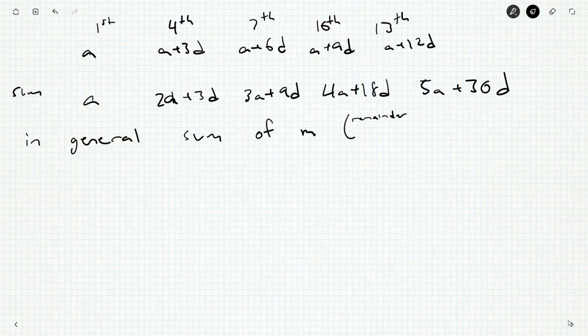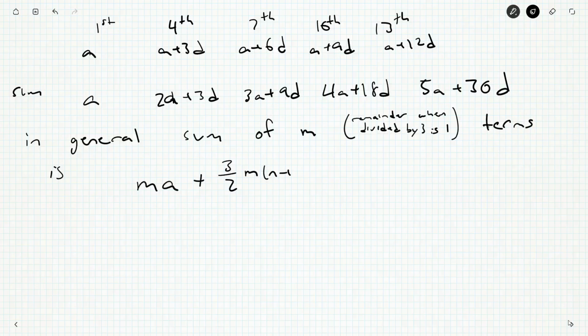It's the odd numbers that worked out so well, but m terms whose remainder when divided by 3 is 1. That doesn't roll off the tongue like odd does, but the sum of the terms is, so we'll have ma, that's pretty quick to see. Then we'll have 3 over 2 m times m minus 1 d.